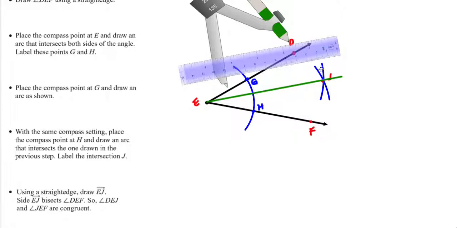We have just bisected our angle, meaning that if I name my angles, angle DEJ is congruent, remember, this is the symbol for congruency, to angle FEJ. And that's how you bisect line segments and angles.